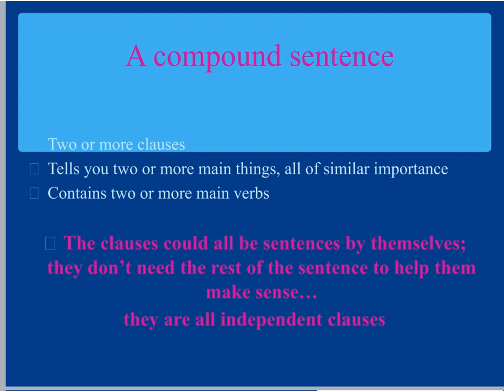So we mentioned compound sentences before. Well, a compound sentence, if something's compounded, it's added to. So this sentence is going to be two or more clauses. It's going to tell you two or more main things. It's going to contain two or more main verbs. They could all be sentences by themselves. They don't need the rest of the sentence to help them make sense. They're all independent clauses.